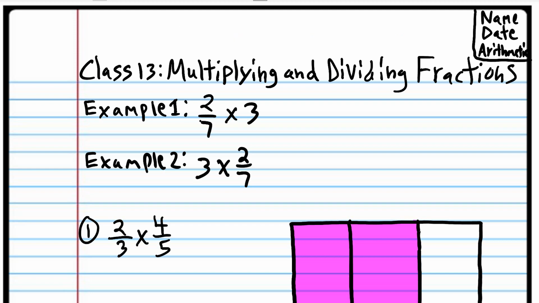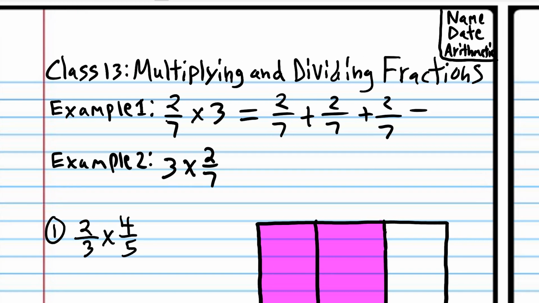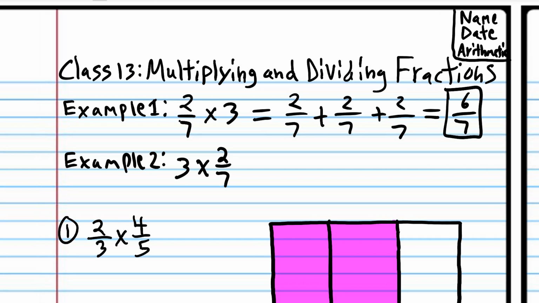So example number 1. 2/7 times 3. Now that's pretty easy to interpret, because when you multiply by a whole number, that's just a different form of addition, right? So 2/7, we're just tripling 2/7. 2/7 plus 2/7 plus 2/7. Add all those up and you get 6/7, because you have a common denominator.